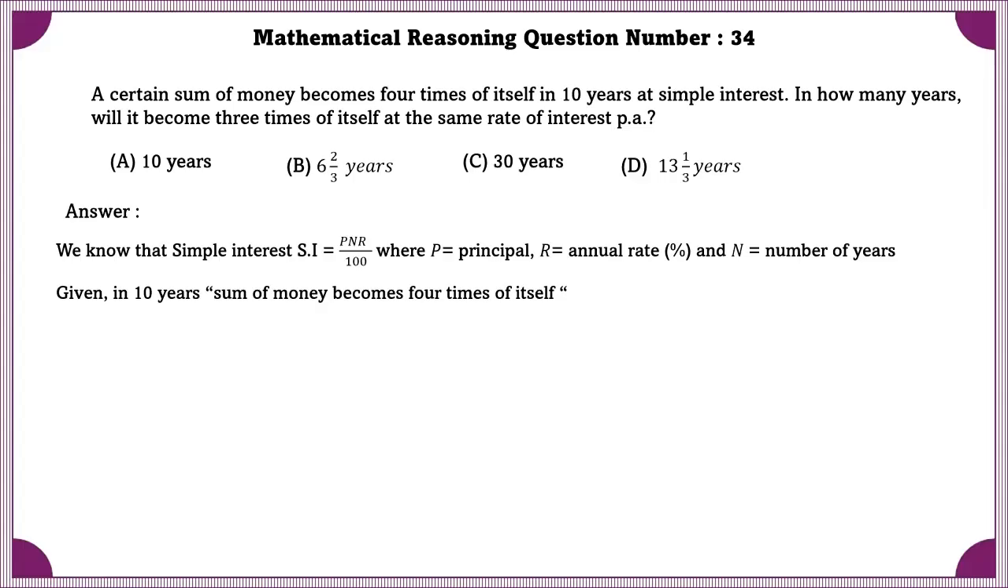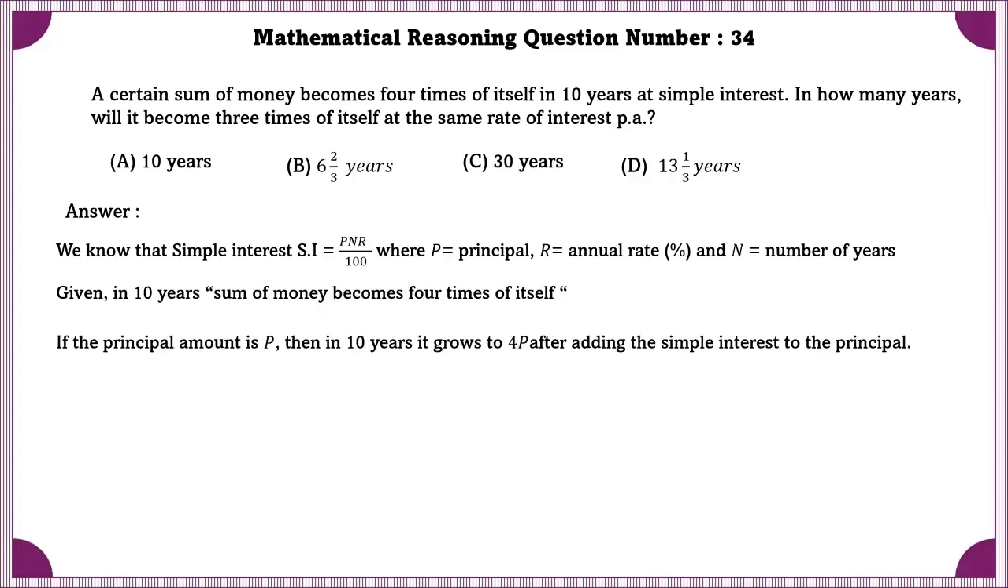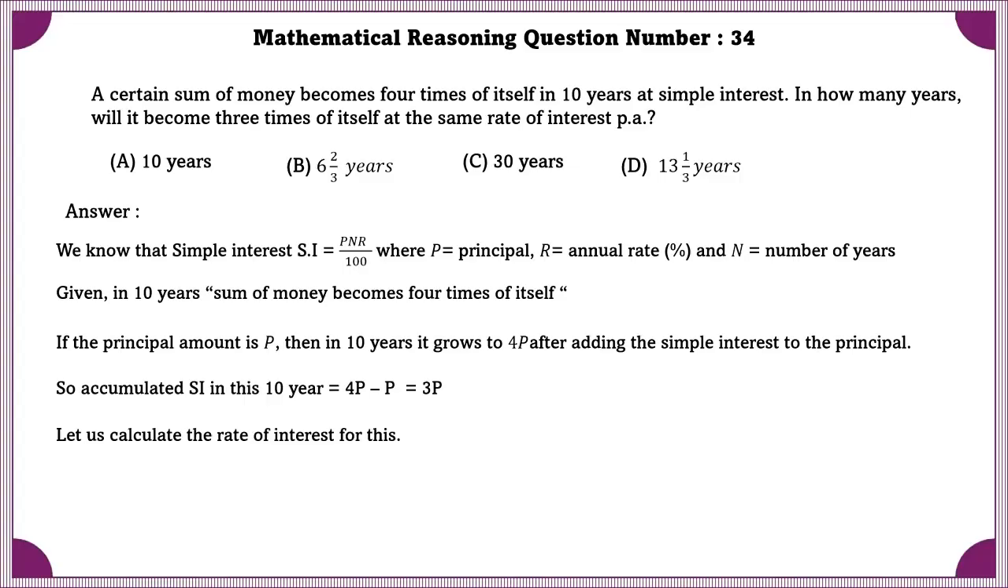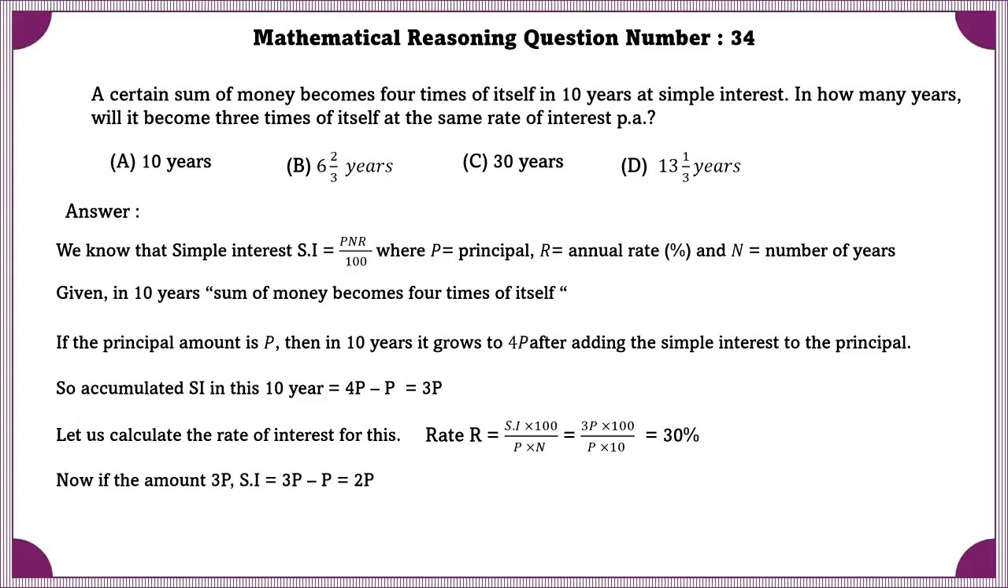Given in 10 years, the sum of money becomes 4 times of itself. If the principal amount is P, then in 10 years it grows to 4P after adding the simple interest to the principal. Accumulated simple interest in these 10 years is equal to 4P minus P, that is 3P. Now let's calculate the rate of interest for this. Rate R is equal to simple interest into 100 by P into N, which is equal to 30%.